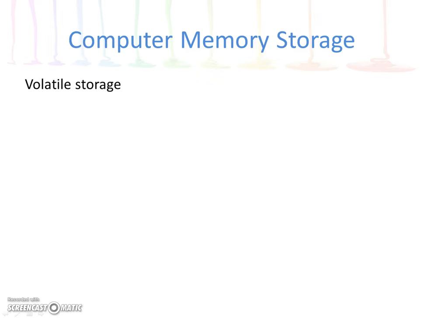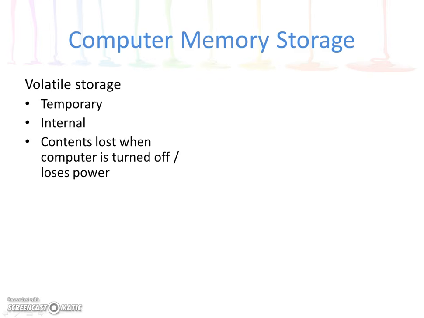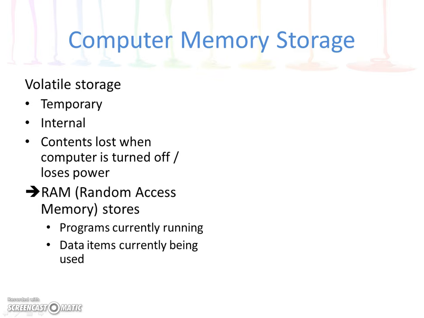Computer memory storage is divided into volatile storage and non-volatile storage. Now, volatile storage is temporary. It is internal within the computer. Contents are lost when the computer is turned off or loses power. If we think about our laptops, this is our RAM. RAM is our quick access. RAM is random access memory. It stores programs currently running and data items currently being used.